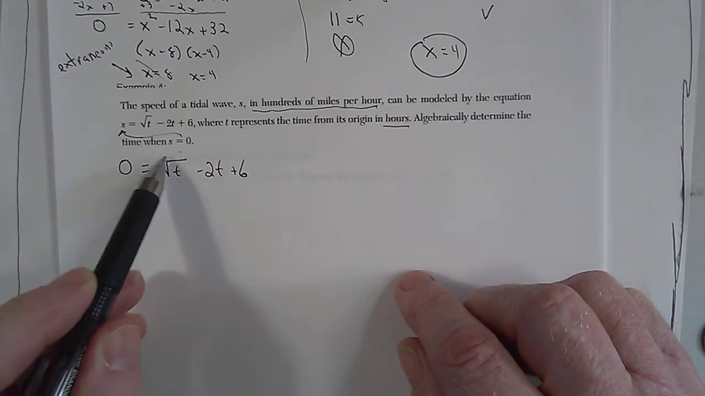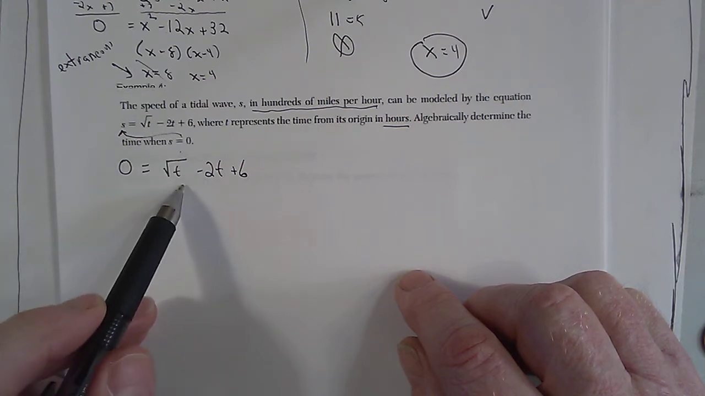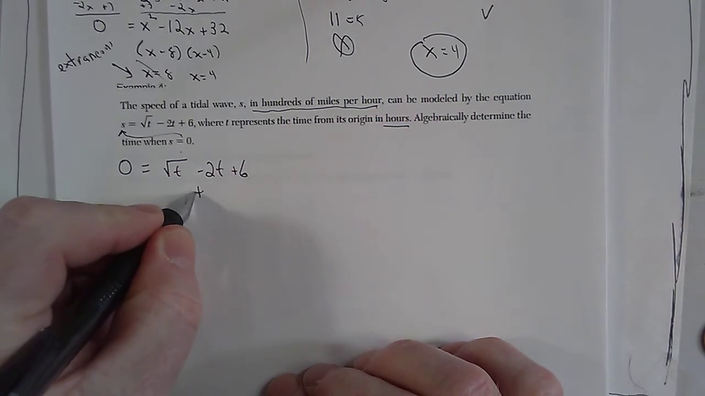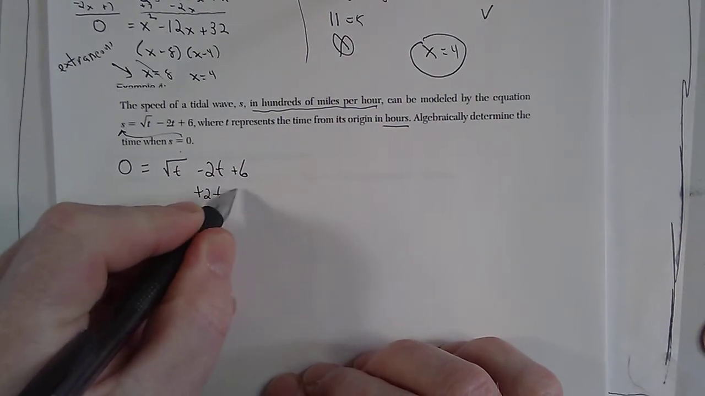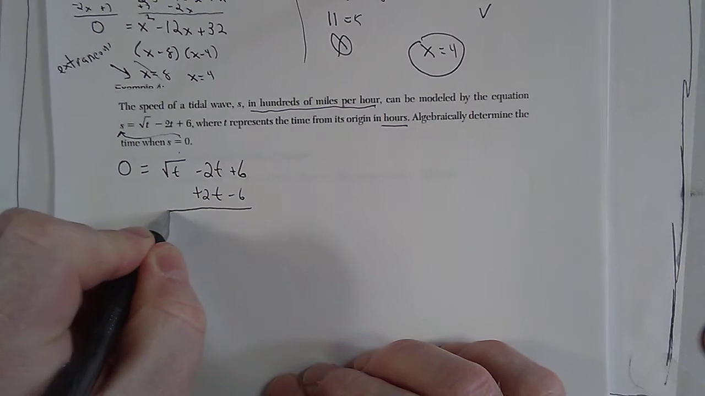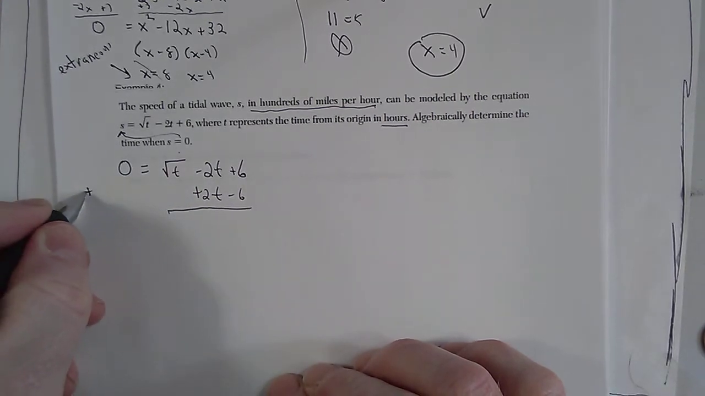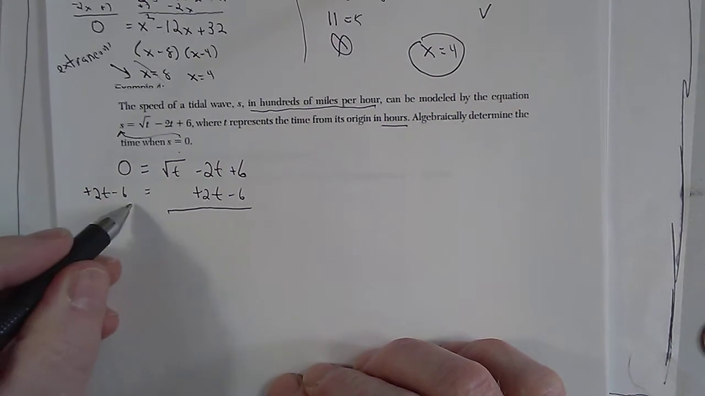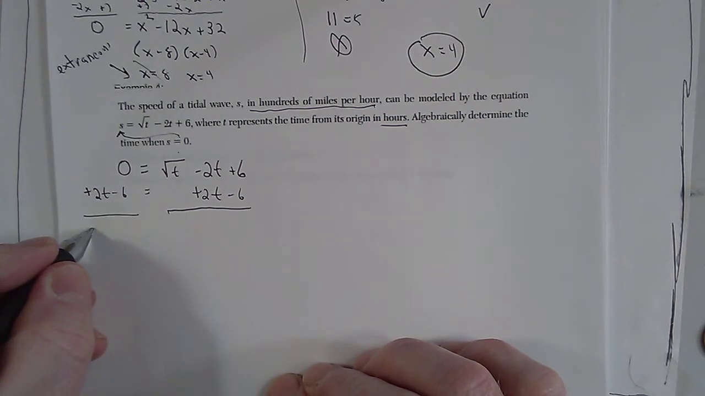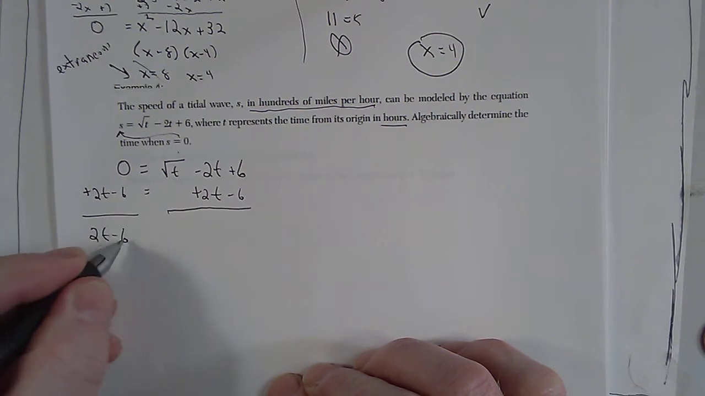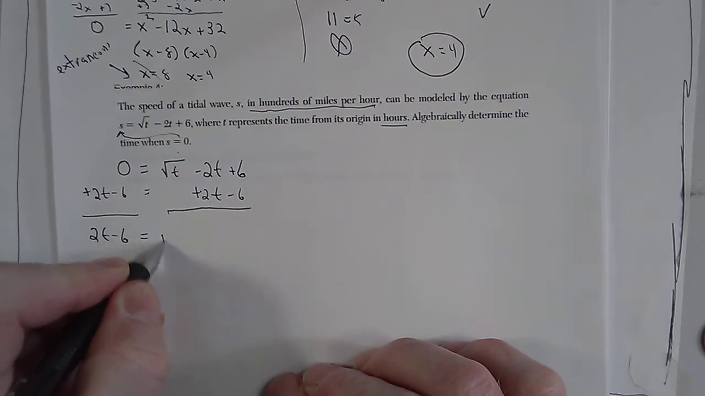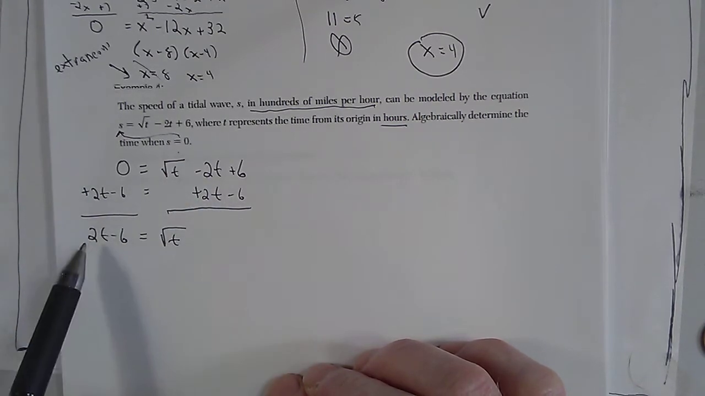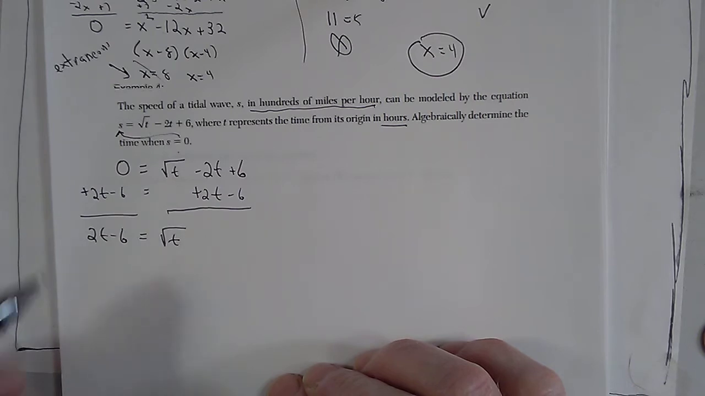There's your radical. First step, isolate the radical. So I'm going to add, again, you don't need to write this all the time, I'm going to add this to the right side. So whatever I do to the right side, I'll do to the left side. So positive 2t minus 6 equals the square root of t. And so basically the negative on the right becomes positive, the positive becomes negative.